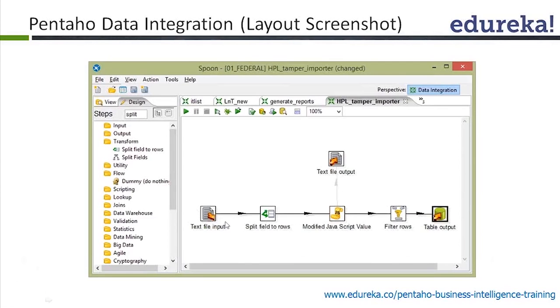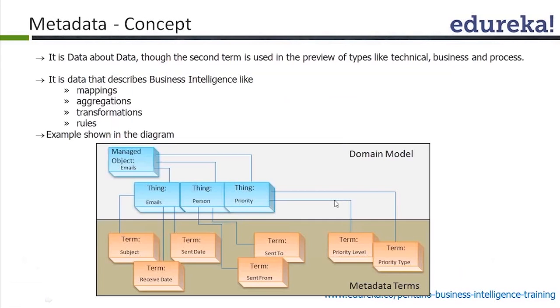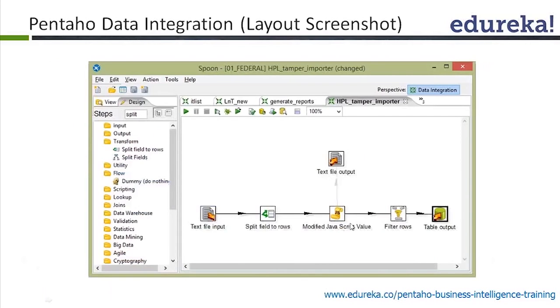This is reading the data from one text file and splitting the fields into rows. Basically one field contains multiple rows, and the requirement here is that one row needs to be split into multiple rows, and a transformation and business logic applied. Whatever is not required can be discarded, and whatever is required is fed to filter rows, and then the final data is pushed to a database table. So this is the typical layout.